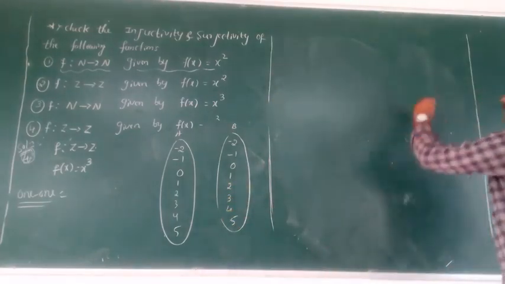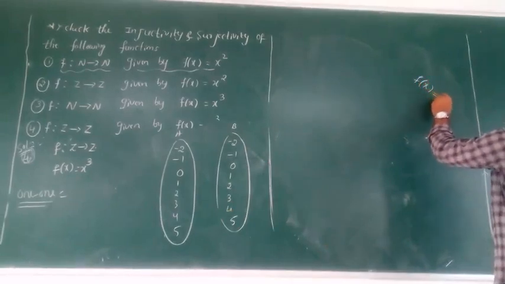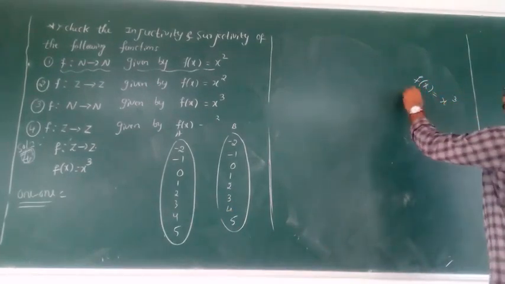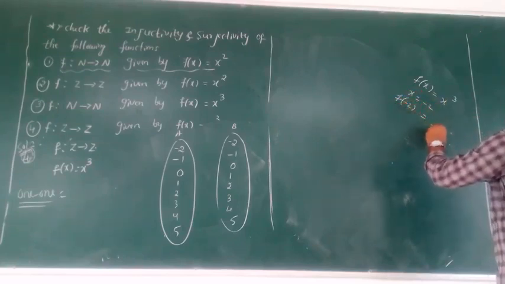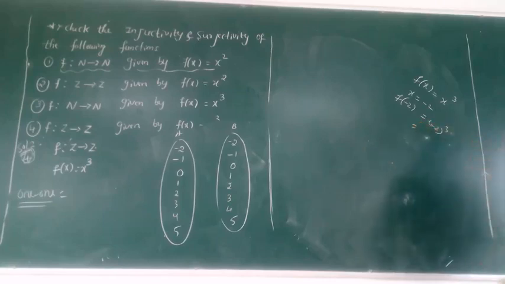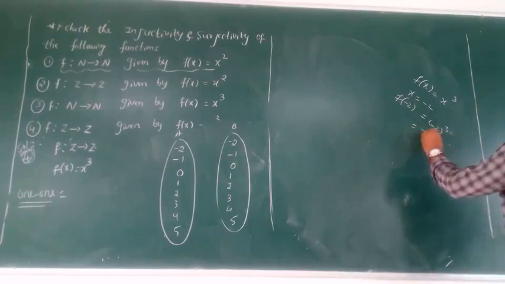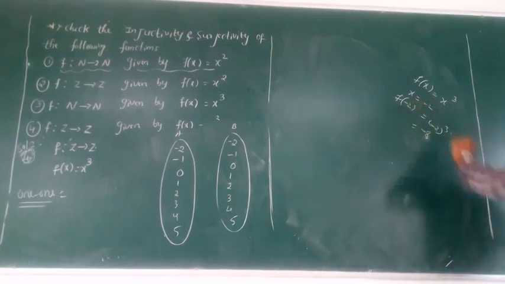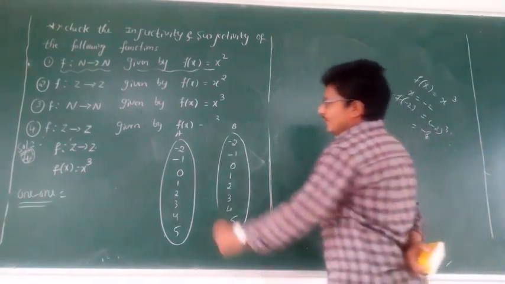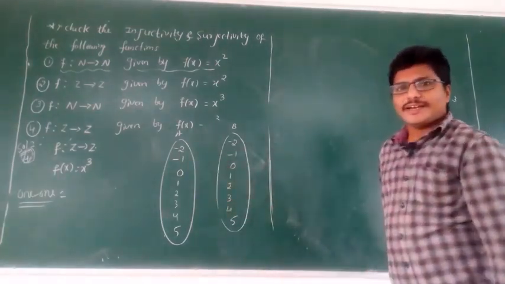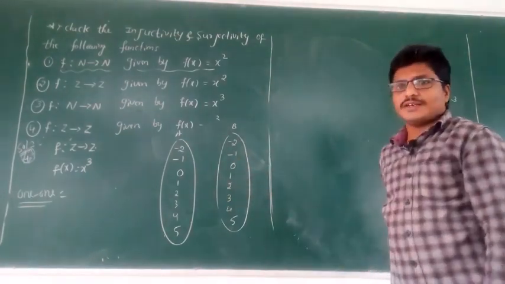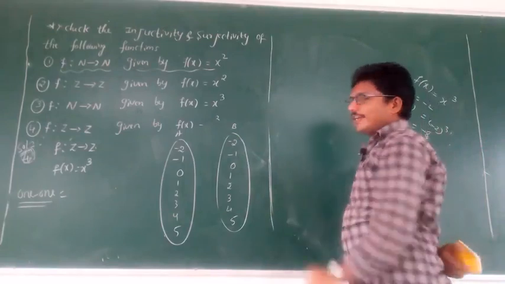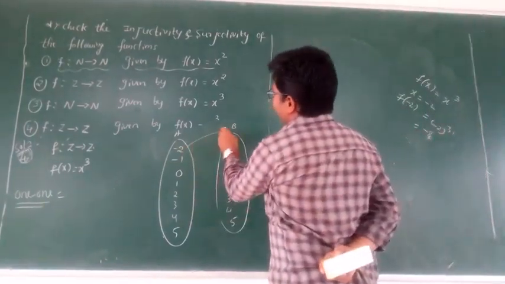Okay, f of x is equal to x cubed. If I fill x equal to minus 2, what happened? f of minus 2 is minus 2 whole cubed, which is minus 8. So in the A set there is minus 2, and is minus 8 in the B set? Here definitely it is present, so wherever minus 8 is present, minus 2 is directly connected with that minus 8.